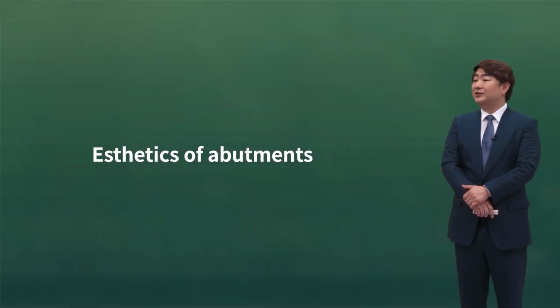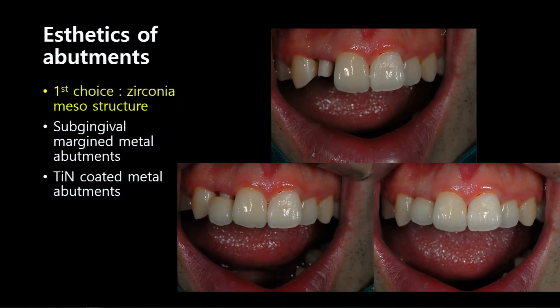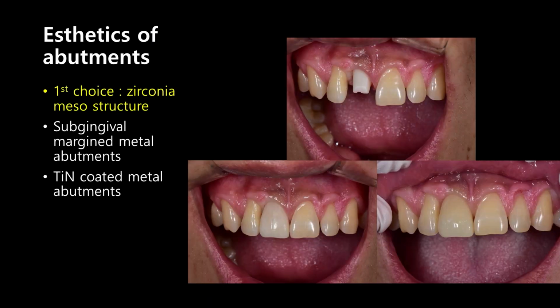Now, aesthetics of abutments. First, what I recommend is zirconia mesostructure. In other words, zirconia abutment using the link structure. For this person, abutment put in and crown is put in, and gingiva is same color as what's around. So gingiva is a bit thick, so any abutment would have been okay.